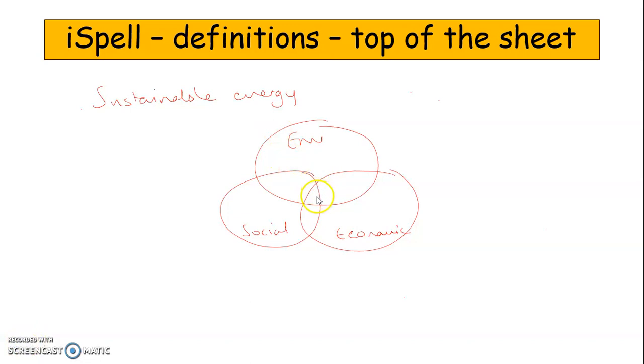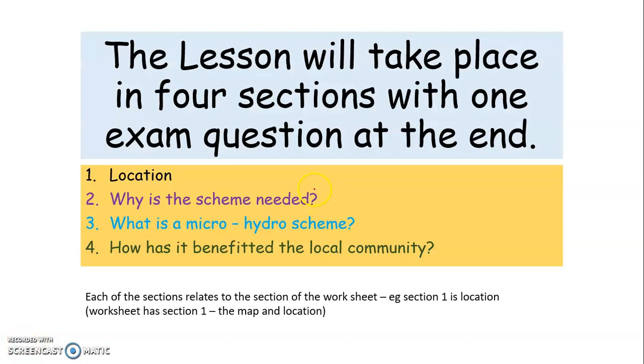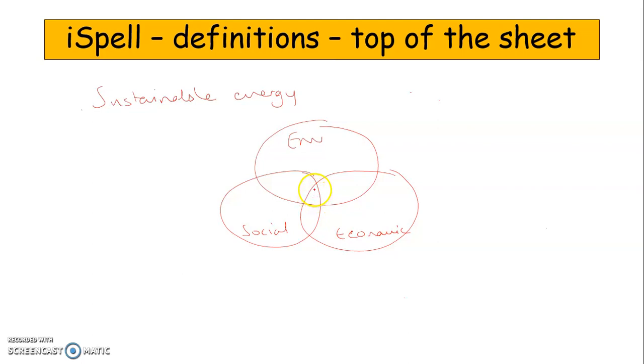So to achieve sustainability, you would need to be in this middle box here. That is where the most sustainable area is. Okay, so anything that's environmental, well, we'll talk about that later, social and economic.